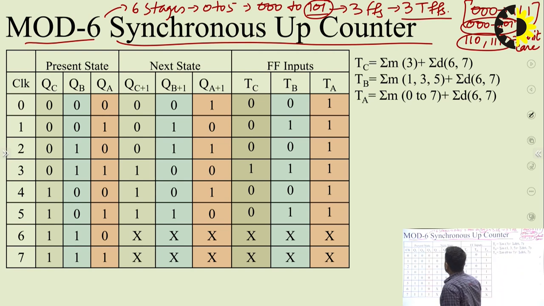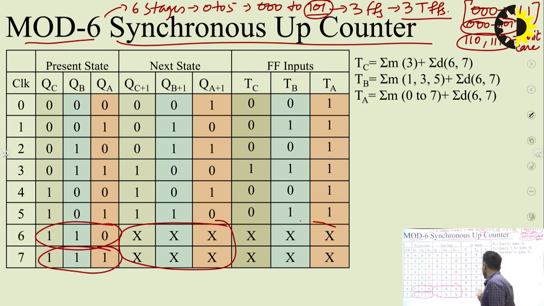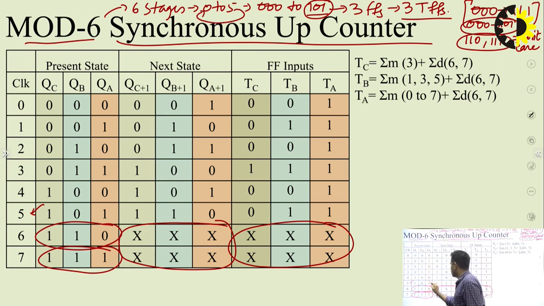So the only change between the mode 8 synchronous up counter and the mode 6 synchronous up counter will be that for 6 and 7, there will be no further next state and no further flip-flop inputs. And there will be change for 5. In case of a normal 3-bit up counter or mode 8 counter, the next state of 5 would have been 6. But in that, you can see that 0 to 5, that means after 5, I must get 0 again. So for 101 as the present state, the next state should be 0, 0 and 0.